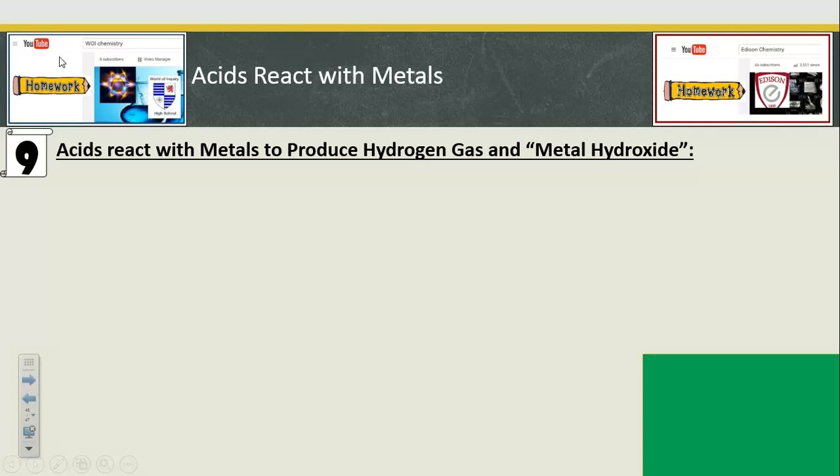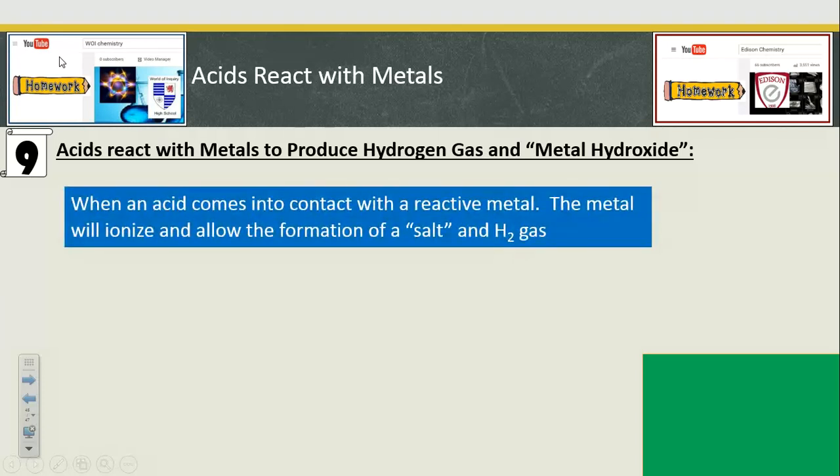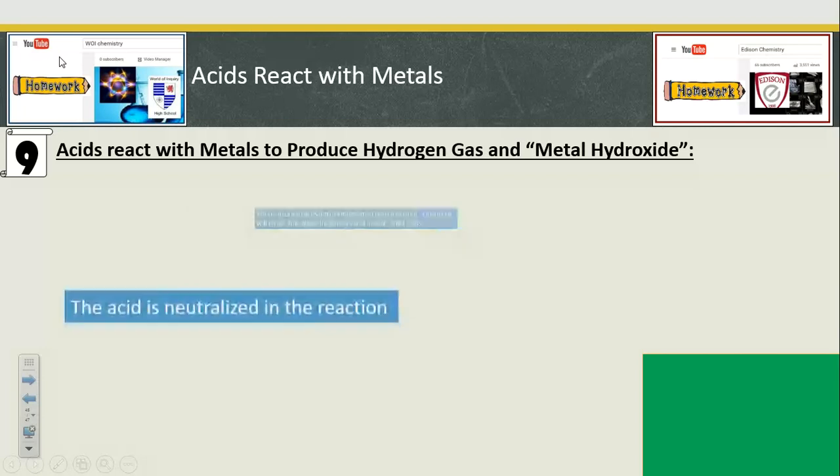Okay, so acids always react with metal to make hydrogen gas. That's a big takeaway there. When they come into contact, the metal is going to ionize. So the metal becomes a positive ion, and the negative ions from the acid come into play. So the positive metal ions and the negative ion from the acid become that metal hydroxide, and then what is produced is hydrogen gas. So we get a salt and hydrogen gas.